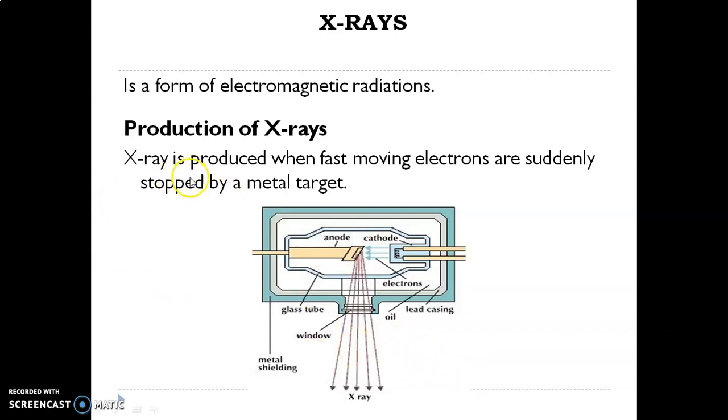Here we have X-ray production. X-rays are produced when fast-moving electrons are suddenly stopped by a metal target. As we can see here, we have the cathode, and here we have the metal target. Electrons from the cathode, after getting heated, tend to move from the cathode to the metal target. After reaching the metal target, they lose energy. After losing energy, the electrons pass through this window as rays, and these rays we call X-rays.